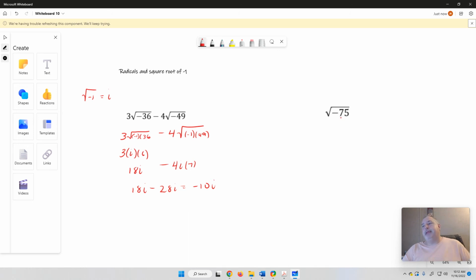Now this is not a perfect square root, but we still have a negative, so we can still factor, and we can still factor some perfect squares out of this. So again, we know that the square root of -1 is I. And then what about 75? Well, 75 is 25 times 3. And I know the square root of 25 is 5. So I can pull those perfect squares out of the radical. So I'll have 5I, and then what's not a perfect square stays in the radical.